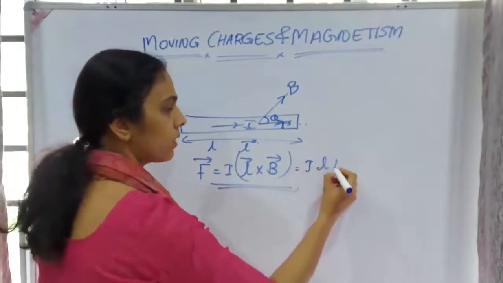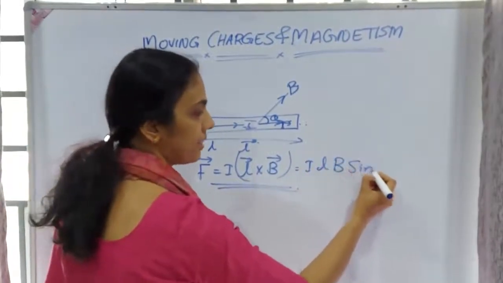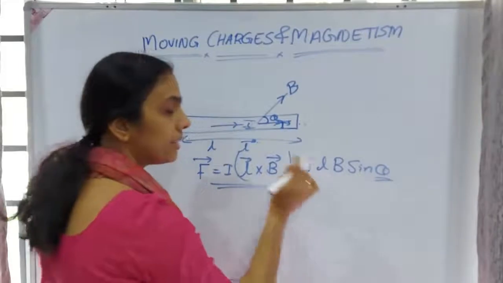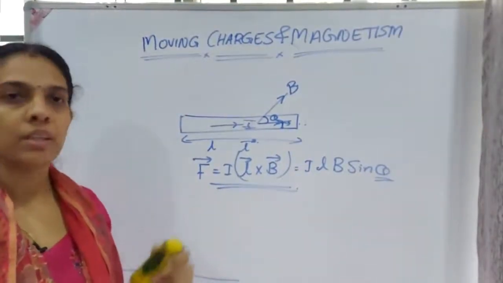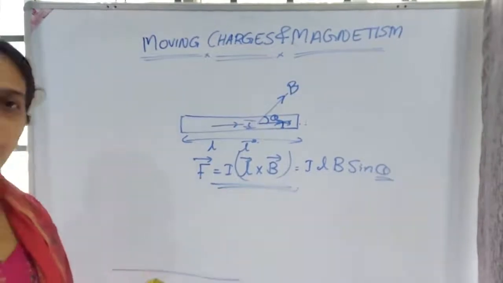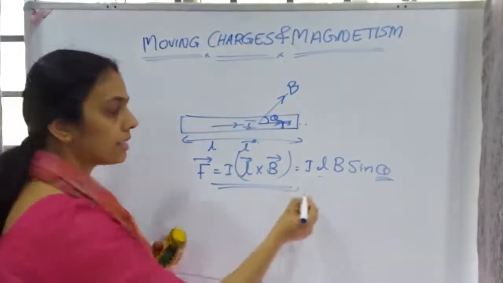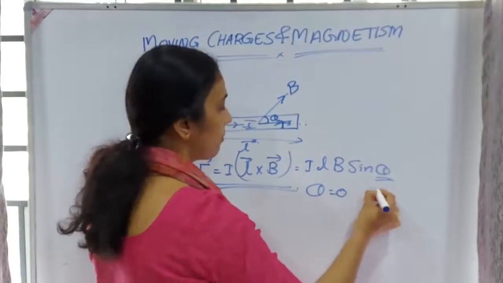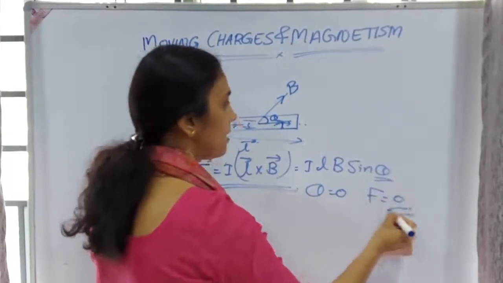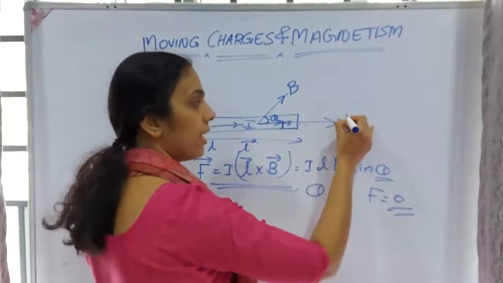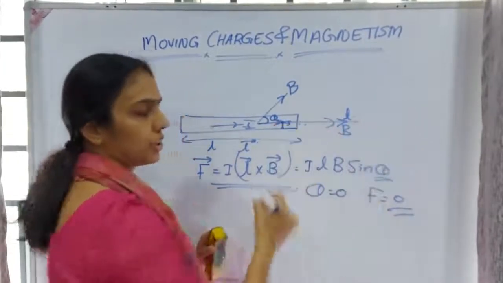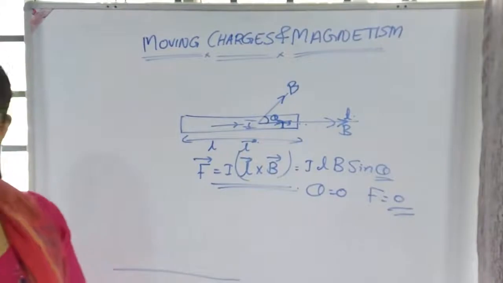How can we write it down? I L B sin theta. What is this theta? Theta is the angle between the length and the magnetic field. So usually what we did in the previous class, see if theta is equal to 0, then force will be equal to 0. That means if the magnetic field and the length are acting in the same direction, okay, both are parallel to each other.